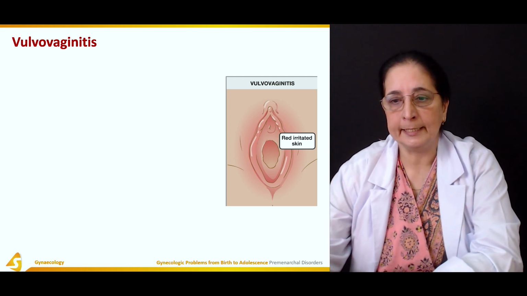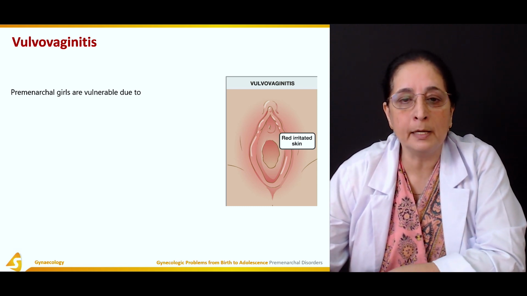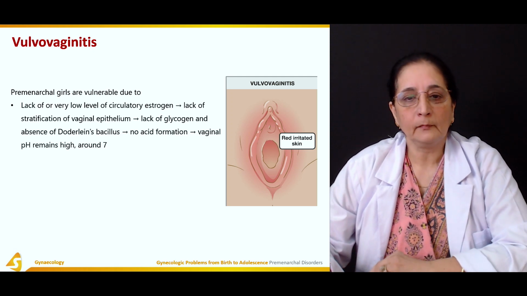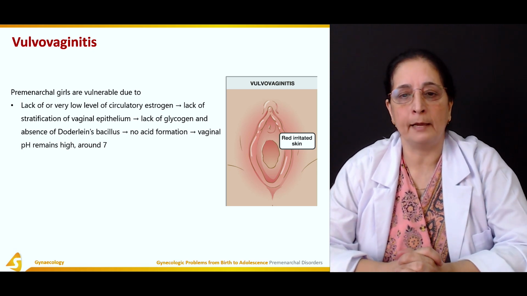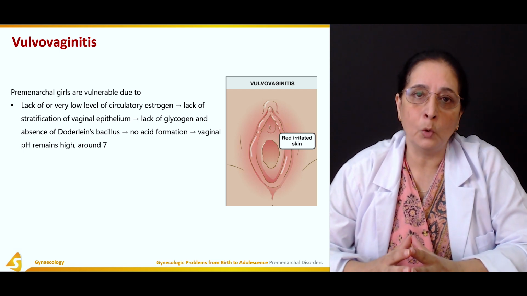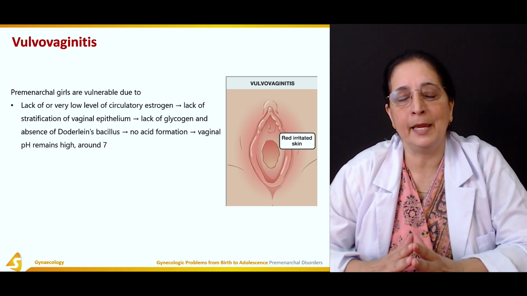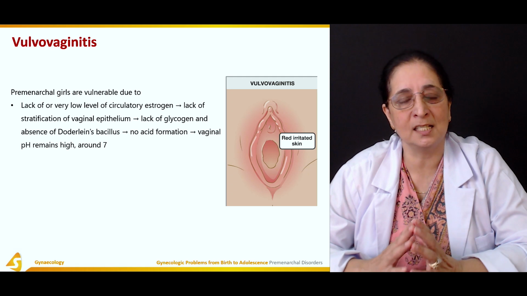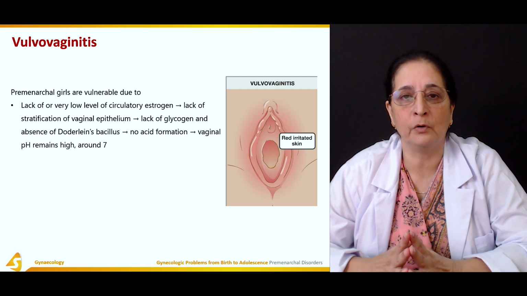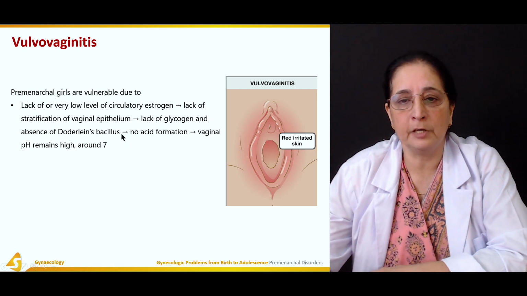Vulvovaginitis is usually common in the premenarchal girls due to the low level of circulatory estrogen. Estrogen levels are low in the premenarchal age. So these girls usually complain of vulvovaginitis. There is redness, there is itching, there is leucorrhea also present. So this is mainly because of low level of estrogen.